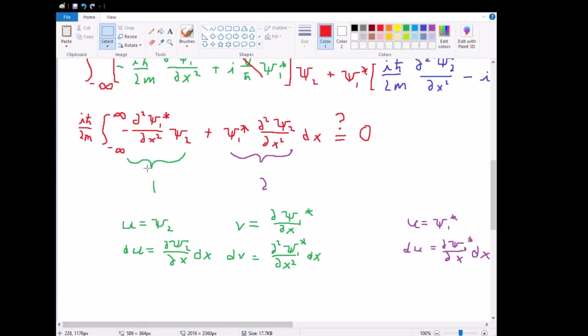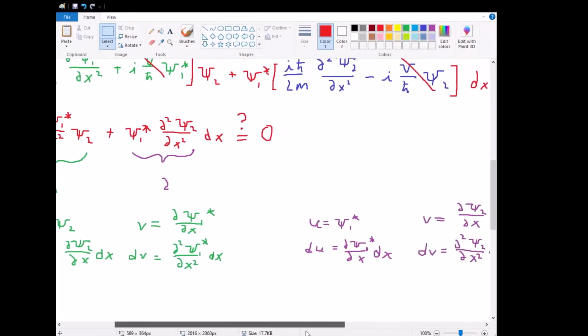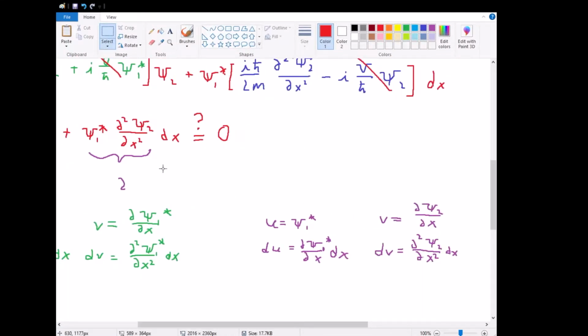So here in green we've assigned u to equal psi 2, so du equals the partial of psi 2 with respect to x dx. dv is going to be equal to our second derivative with respect to x, which goes down to the first when we integrate it to v. And we do the exact opposite for purple in this second expression, where u here is going to be psi 1 star instead of psi 2. du goes down into a derivative, and then dv is going to be the second partial of psi 2 with respect to x squared instead of psi 1, so v goes into the first partial.